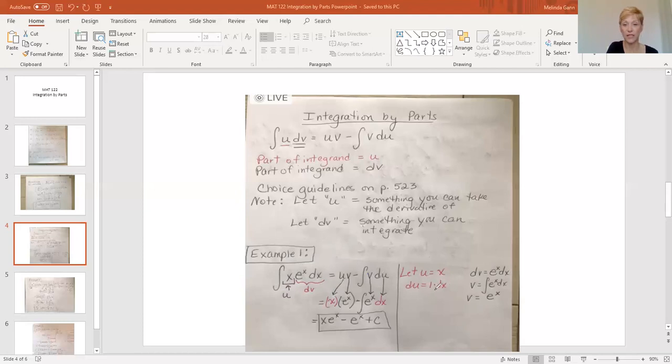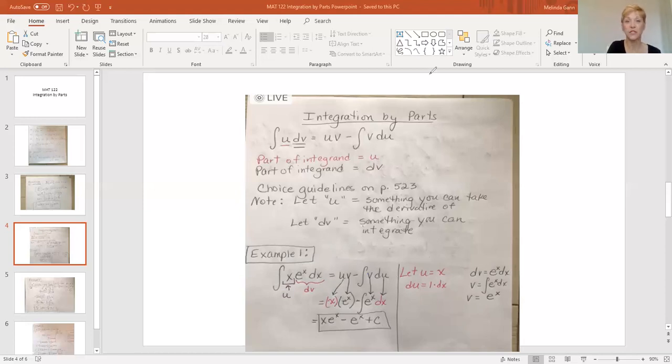Now du is 1 times dx, but 1 times dx is just dx. Now this part is already integrated, so to speak, so it just stays x e to the x, but I've got to integrate this. The integration of e to the x is just e to the x. And then remember at the end, don't forget your plus c because it's an indefinite integral.